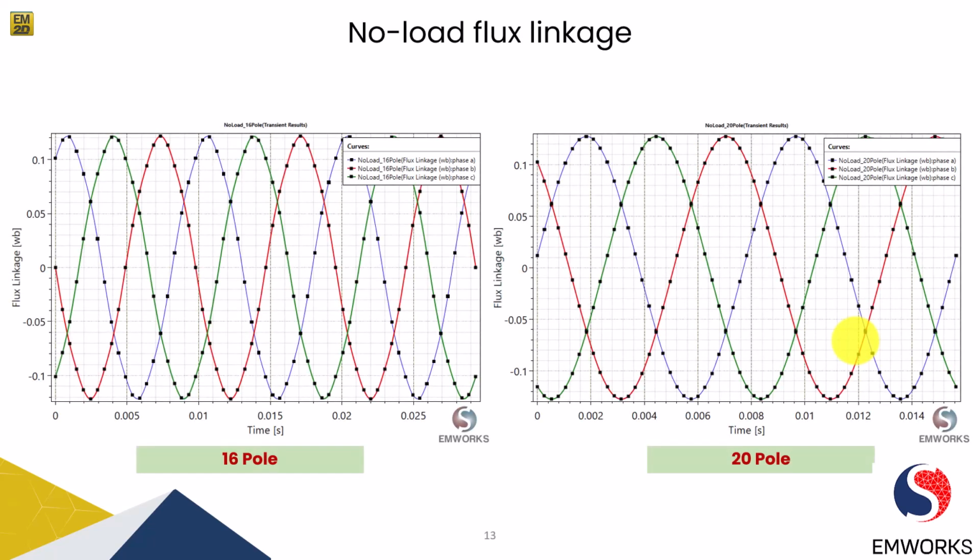So to begin with, first here I would like to show you the no load flux linkage. You can see for the 16 pole and for the 20 pole, as the number of poles is increasing, we have a different frequency for each motor. You can see the flux linkages are very close to sinusoidal, and all the windings are perfectly balanced, and the magnets are good enough as they create a flux linkage of around 0.12 Weber.